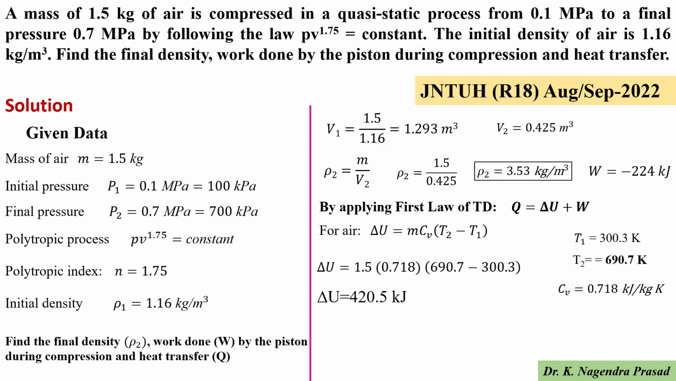So we know the change in internal energy and also the work done. Then from the first law of thermodynamics, Q equal to del U plus W. Then del U is 420.5 and W is minus 224. Substitute, we will get Q equal to 196.2 kilojoules. So this is the solution.